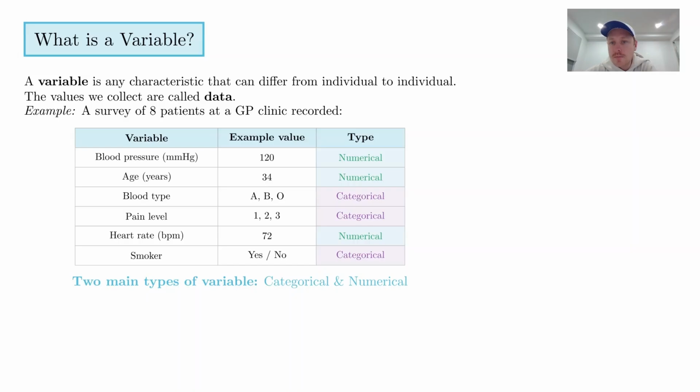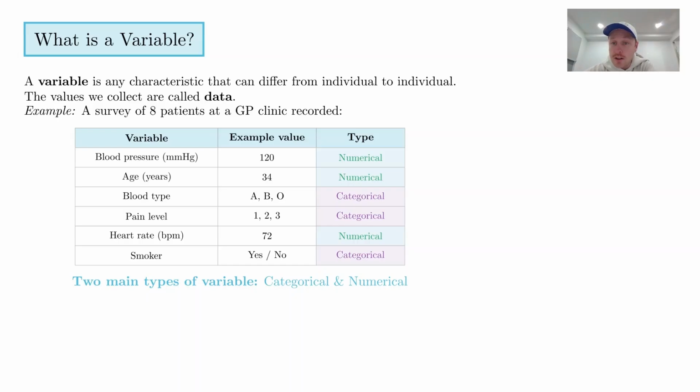So your blood pressure is a number, so it's numerical. Your age is a number, so that's also numerical. Your blood type is a category. You're either in category A, B, O, AB. You get the idea. There's different categories of blood type. Pain level. Now this one's a bit interesting. Even though it's a number, it's actually a category. So imagine you had to rate your pain from 1 to 3. You're actually rating that as a category. Even though it's using a number, it's actually considered a category.